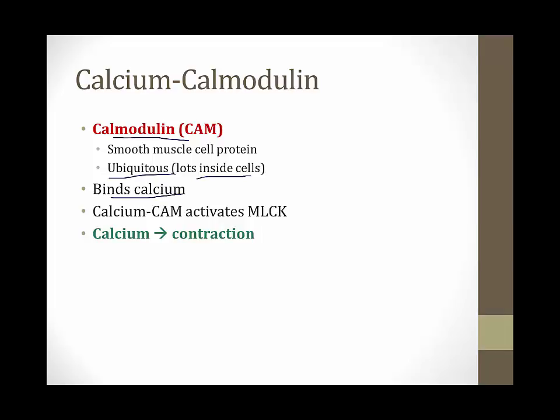Its role is to bind calcium, and once calcium is bound to calmodulin, that activates myosin light chain kinase, which, as we just saw on the last slide, leads to contraction. So what this means is that the big picture point is that anytime you get more calcium inside smooth muscle cells, that will lead to more contraction via this mechanism shown on the slide.